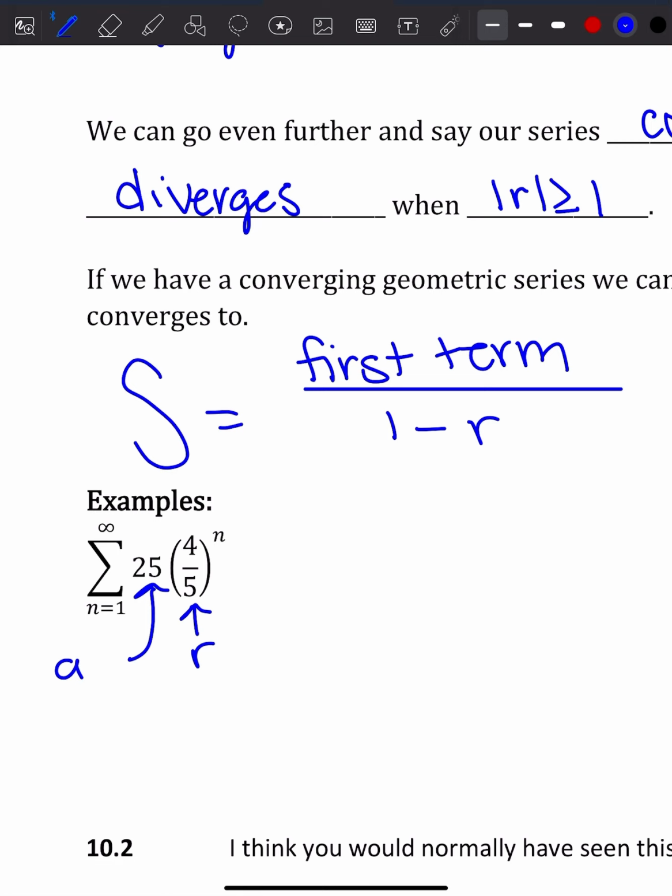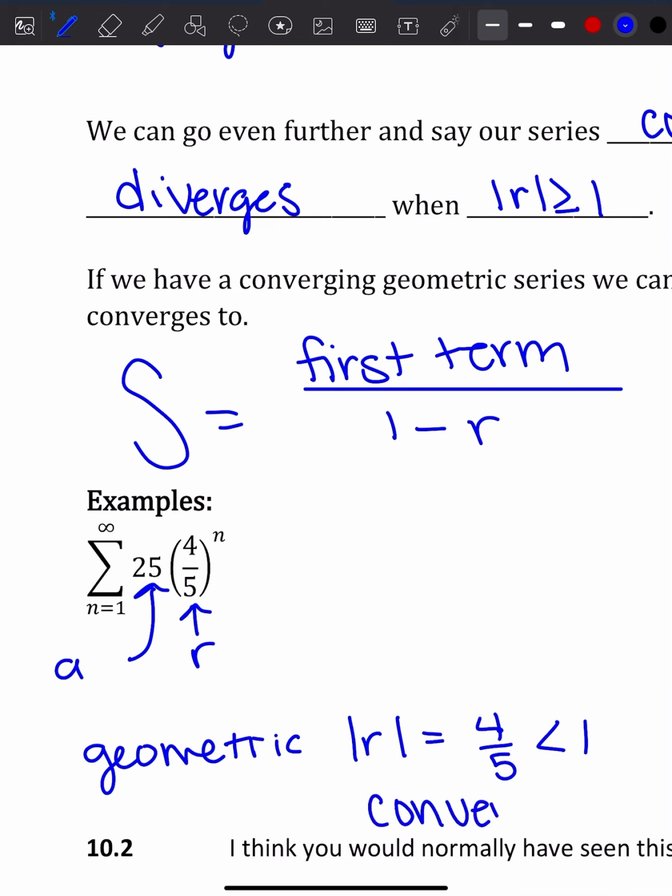So now we need to decide, does this converge or diverge? So we're going to say this is geometric. R is equal to 4 fifths. So the absolute value of r is equal to 4 fifths. This is less than 1, so our series converges. So now we are going to decide what it converges to.